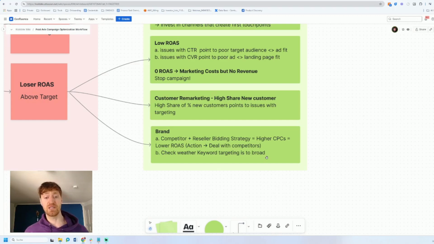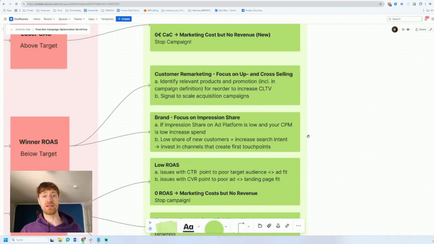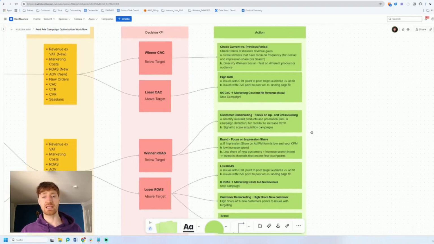Second option could be that your keyword targeting is too broad. So check if you actually have a broad targeting on your branded keywords. If that's the case, you might want to change, because that also leads to very high CPCs and therefore a bad ROAS. That was a very, very quick rundown on all of the actions you can take.